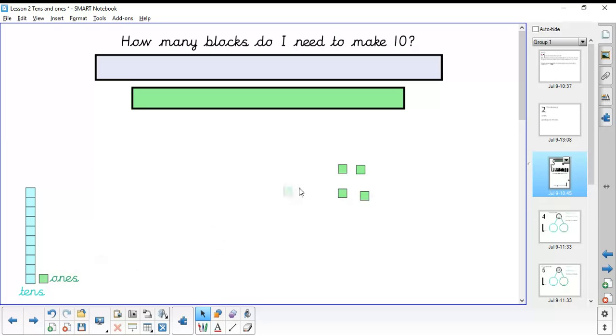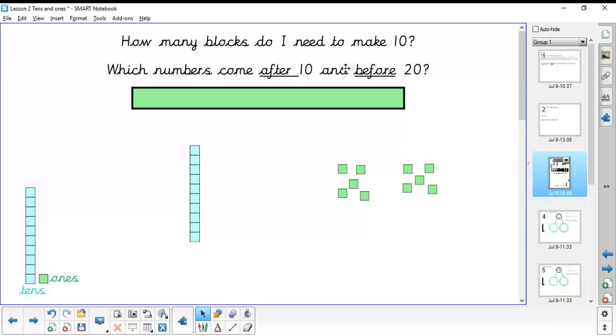4, 5, 6, 7, 8, 9, and 10. Or I could have a tower of 10.